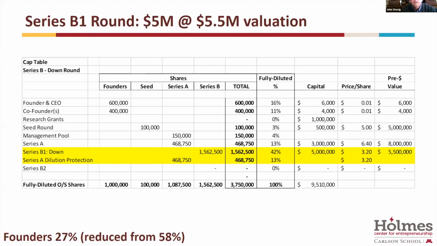So we're back up where the founders started with 100%. They did the seed round. The management pool was in place. Series A came in, and things went sideways or backwards a little bit. They were able to put together a $5 million round to keep the business moving, but it was at a significantly lower valuation. So the pre-money now is at $5.5 million, which is actually half the value of what the post-money was in the last round.